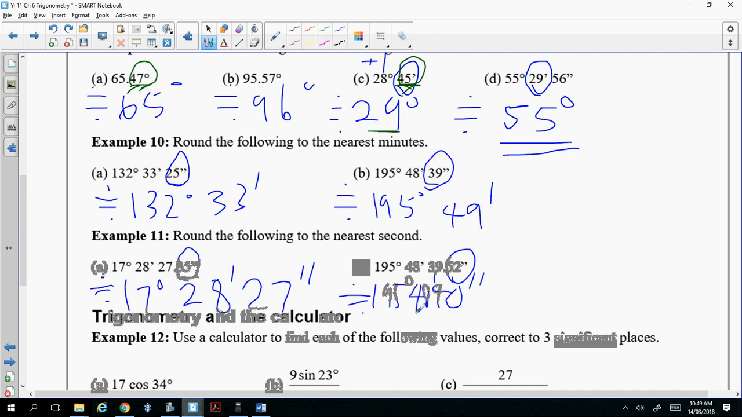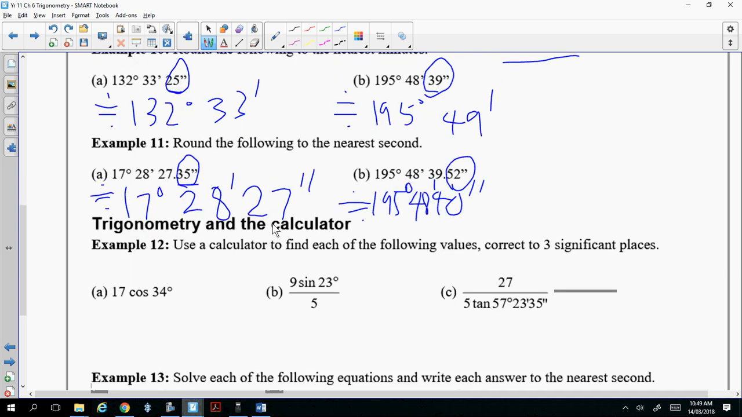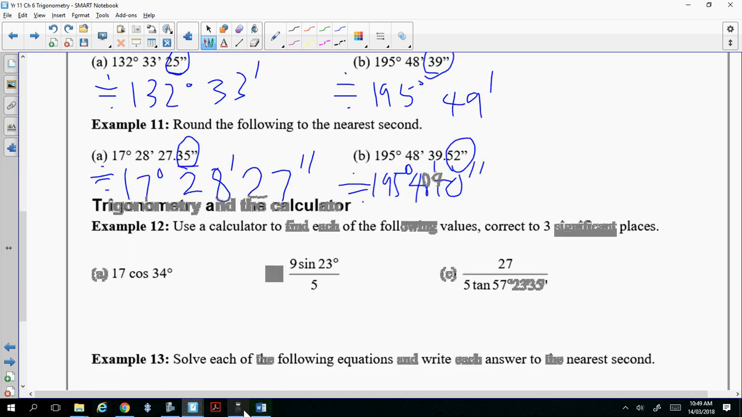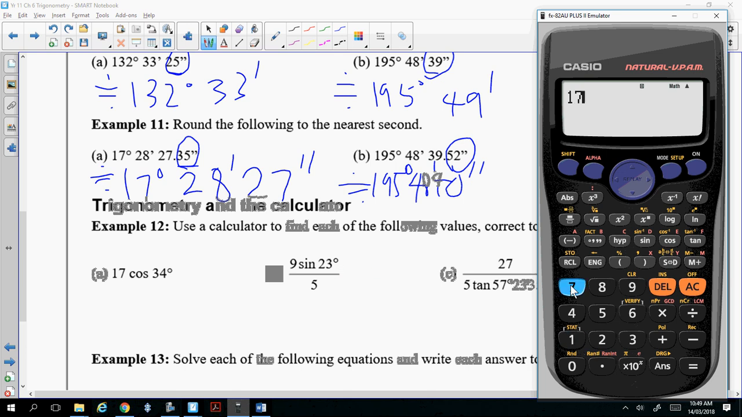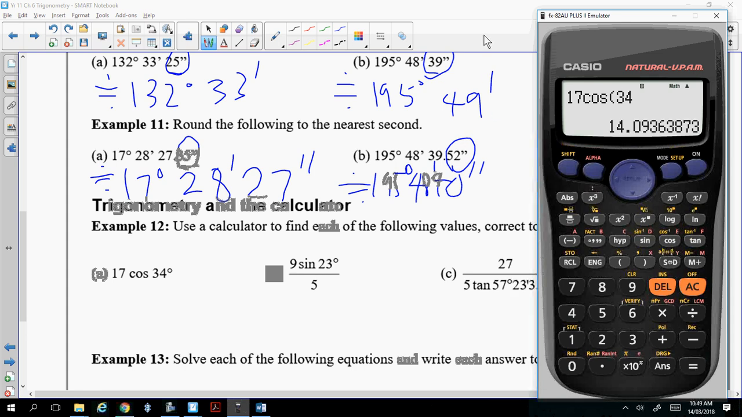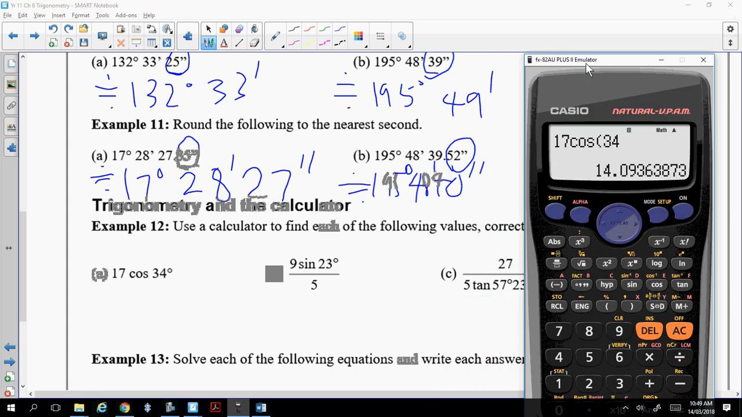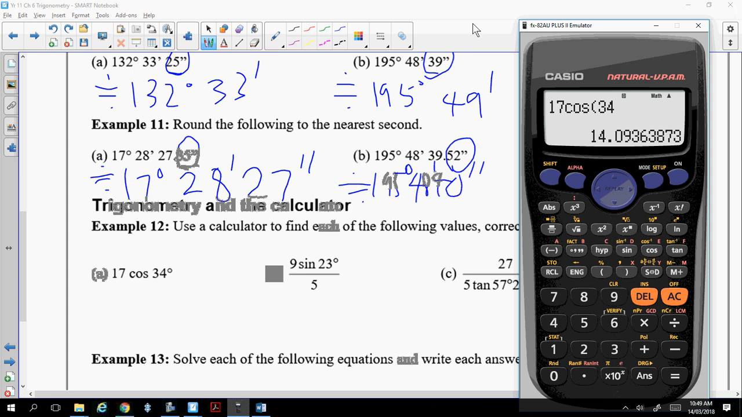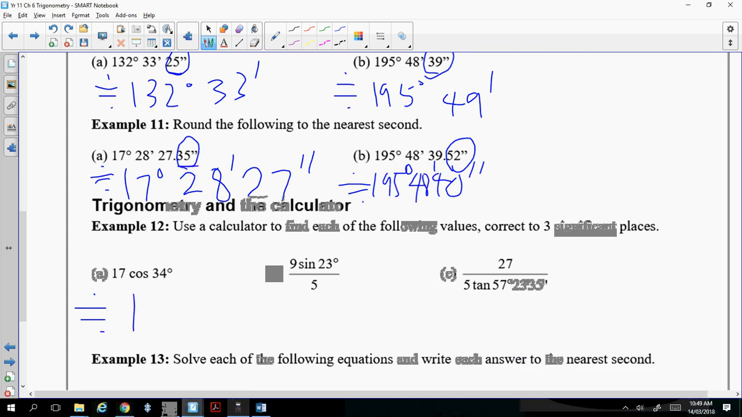All right, what do we do after this? We're going to look at some calculation questions with the calculator. All you have to do is press 17 cos button, 34. You don't have to enter the degree sign. Just go like this. In fact, you don't even need a closed bracket. Just go 17 cos 34 equals 14.1, correct to 3 significant figures. Try the next one, and then the next one.